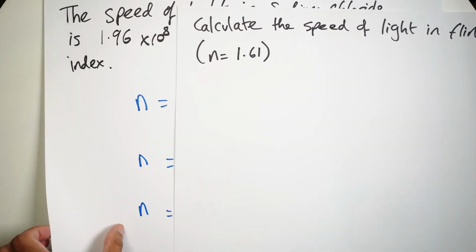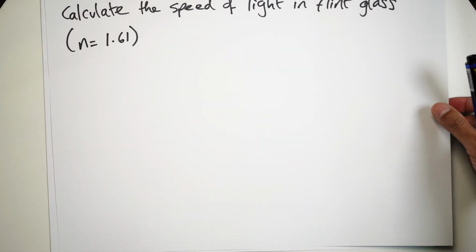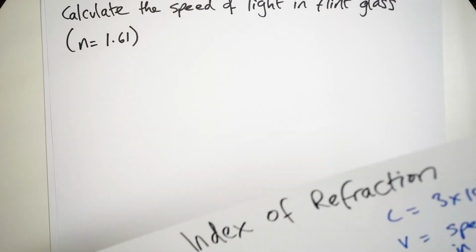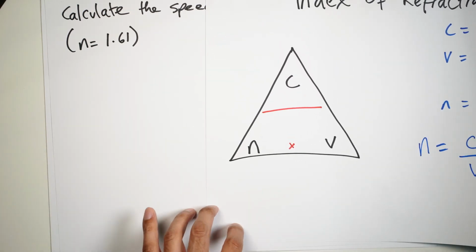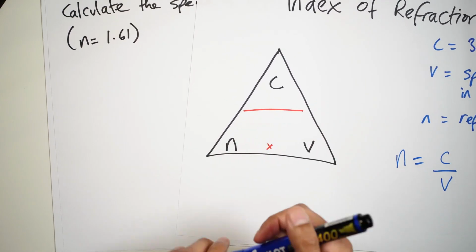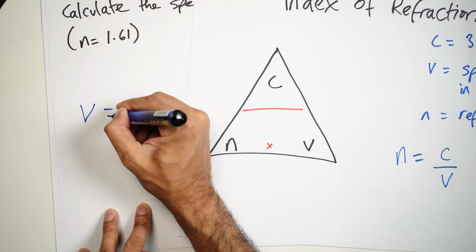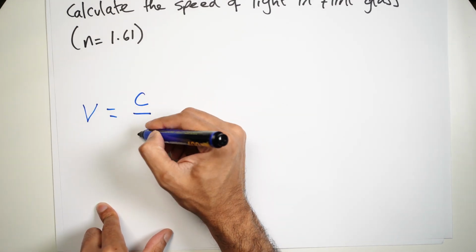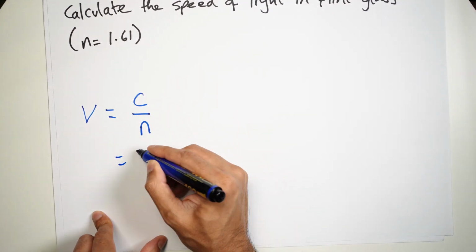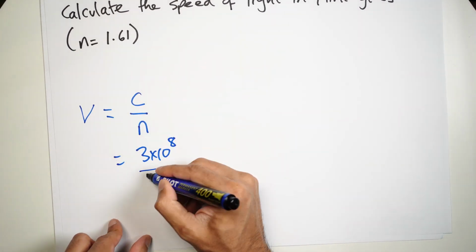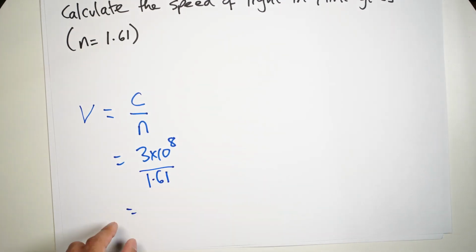I've got this one over here. And it says, calculate the speed of light in flint glass, N equals 1.61. Okay, so let's find our formula. It's like this. And we want to work out V over here. So V is C divided by N. So let's write that over here. V equals C divided by N. C is 3 times 10 to the power of 8. It always is, and that never changes. N is 1.61. So what's that going to be?